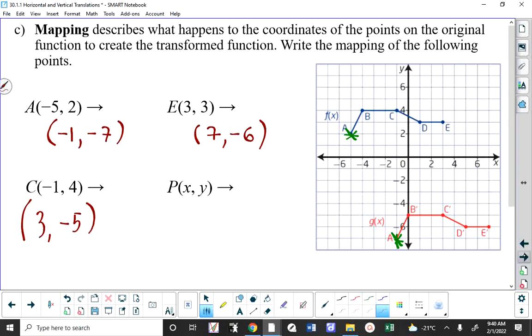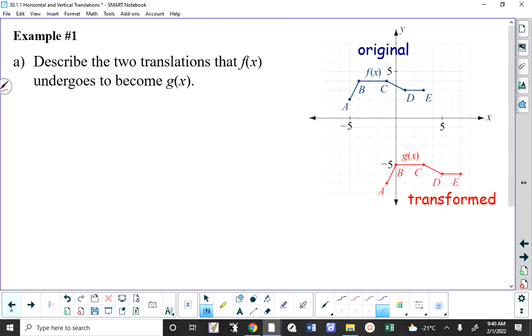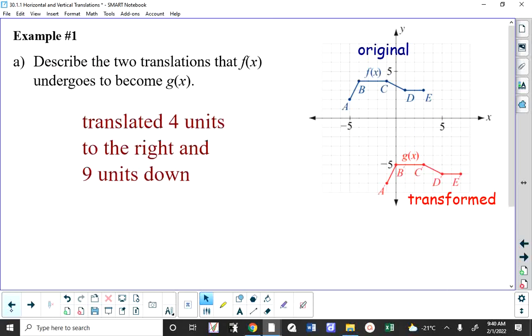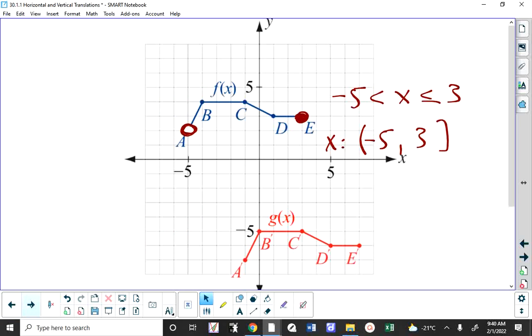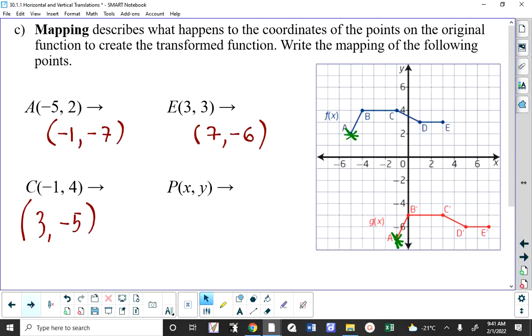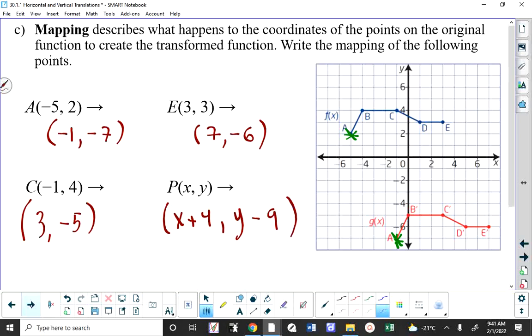So again, did we need to look at the graphs to write out those ordered pairs, when we already knew that these are the changes that happened? Well, no, because if it shifts 4 to the right, every x-coordinate increases by 4. And if it shifts 9 down, every y-coordinate decreases by 9. And that means the mapping for any point is x comma y maps to x plus 4 comma y minus 9. And that's how I was getting this one, 3 comma negative 5. I added 4 to negative 1 and I took 9 away from 4. So any questions with the mapping?